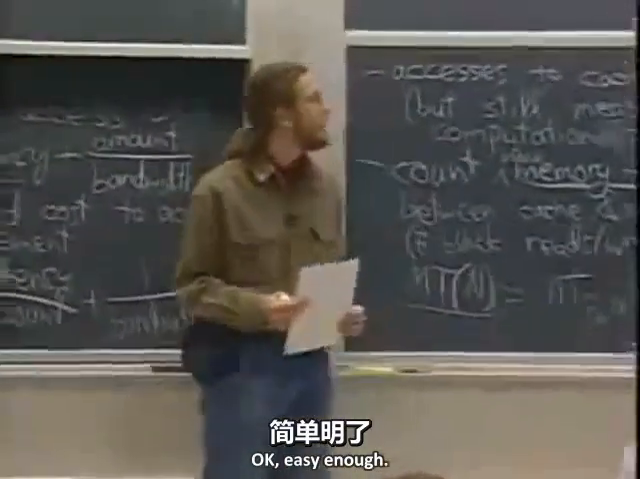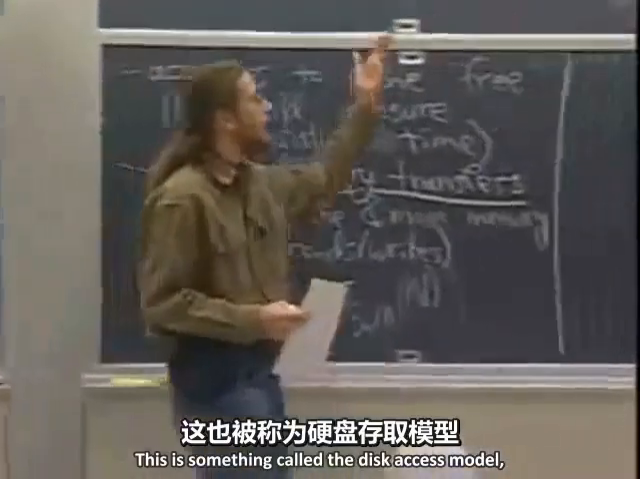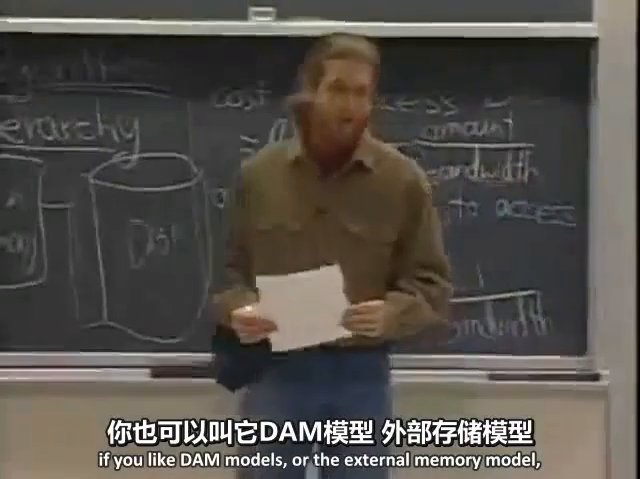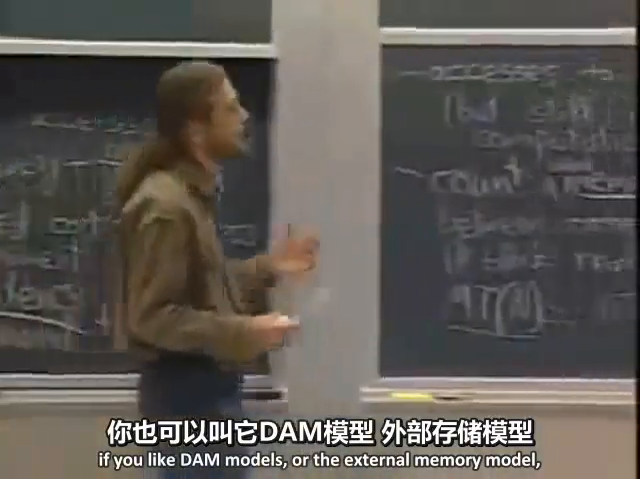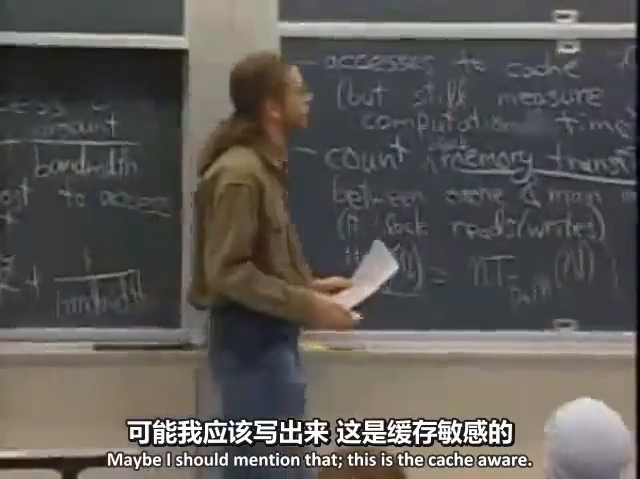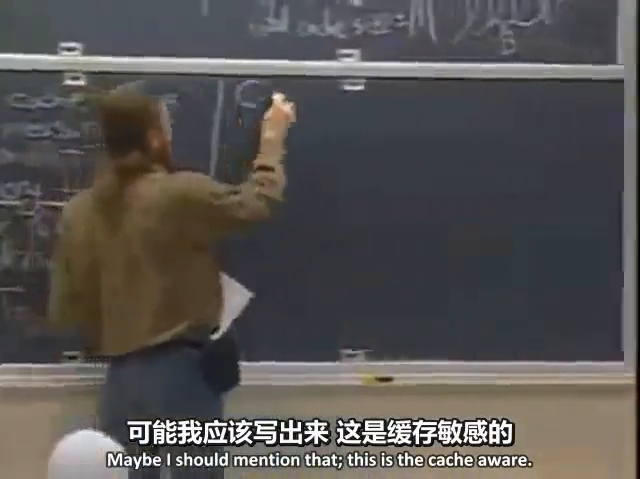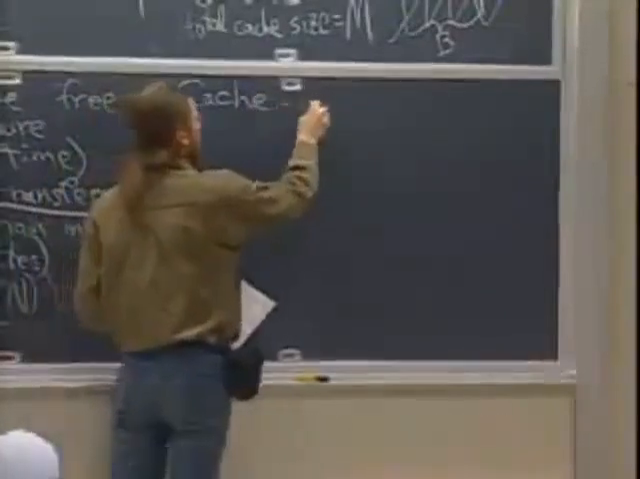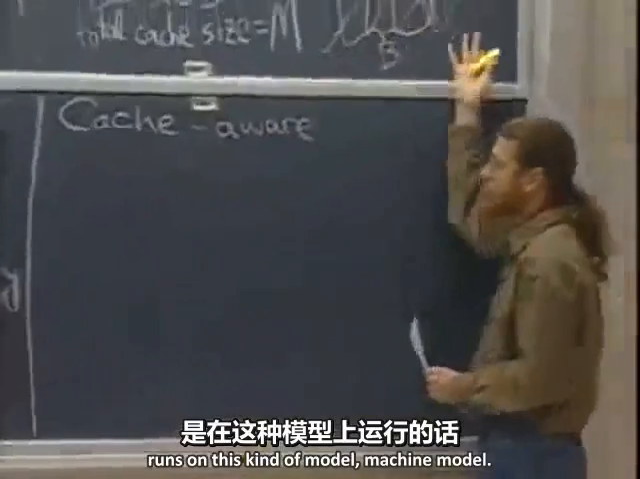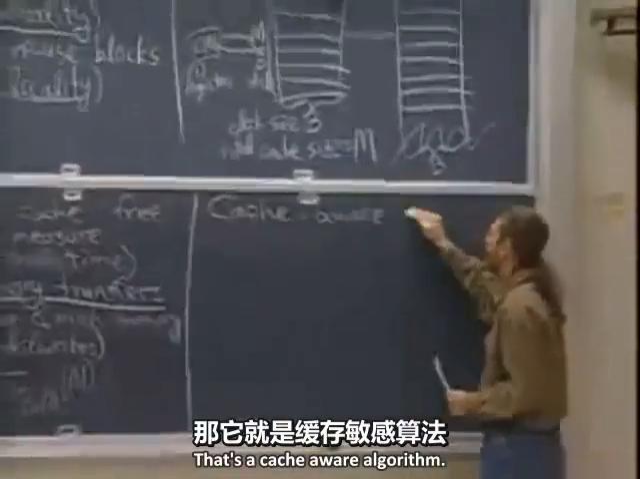Easy enough. This is something called the disk access model, if you like DAM models, or the external memory model, or the cache-aware model. So maybe I should mention that. This is the cache-aware model. In general, you have some algorithm that runs on this kind of machine model. That's a cache-aware algorithm.